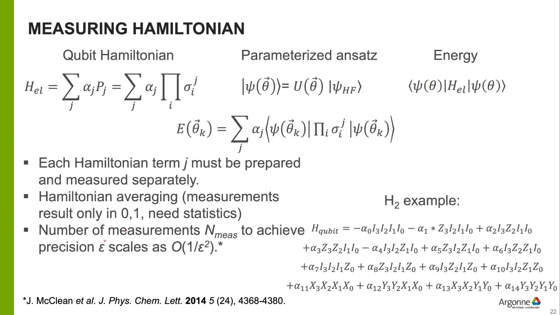And the number of measurements to achieve precision epsilon scales asymptotically as 1 over epsilon squared, compared to QPE, which only needs 1 over epsilon measurements. Are there any questions up to this point?